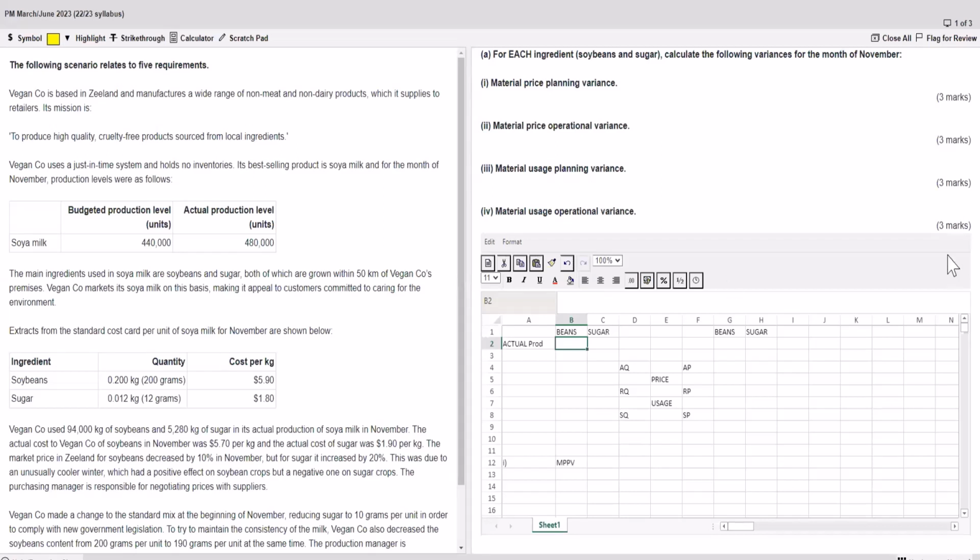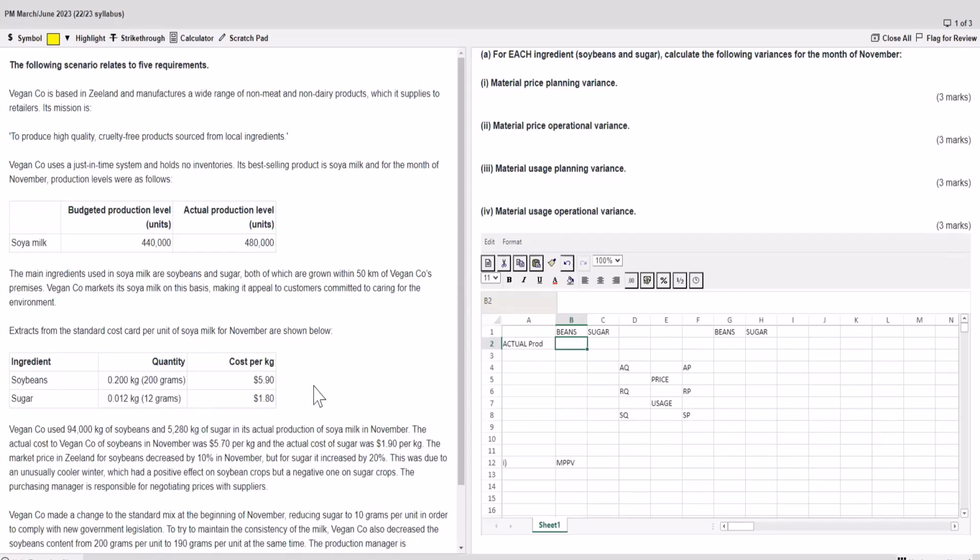What they've asked you to do is, for each ingredient, we use the soya bean and the sugar. So don't get distracted by the soya milk. That's what we're producing. We need to do price variances, splitting between planning and operational, and usage variances, splitting between planning and operational. And these are the ingredients, and this is the standard cost card. We need 200 grams, which translates into 0.2 kilograms, at $5.90 per kilogram for soybeans, and 12 grams or 0.012 kilograms at $1.80 per kilogram.